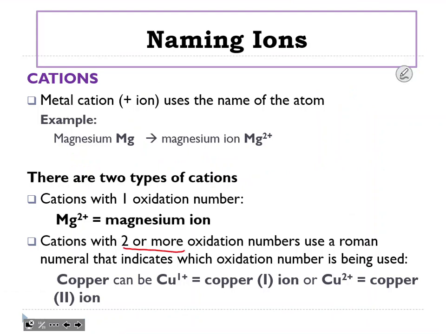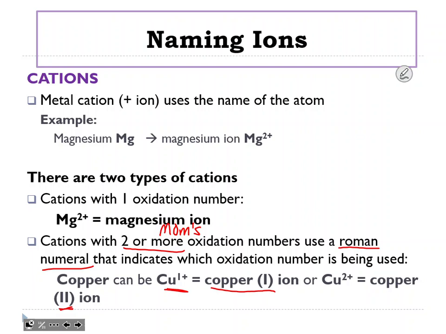Remember these guys, the 2 or more ones, we call them MOMs, multiple oxidation metals, and you need to use a Roman numeral with them, because how will we know which one you're talking about if we don't have a number to indicate? So if we're talking about copper with a +1, that's going to be copper 1 with Roman numeral 1. Copper with a +2, then you would use a Roman numeral 2.